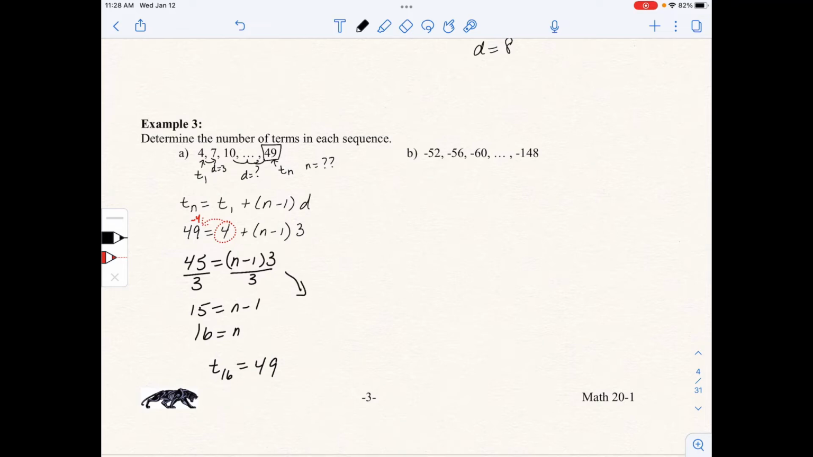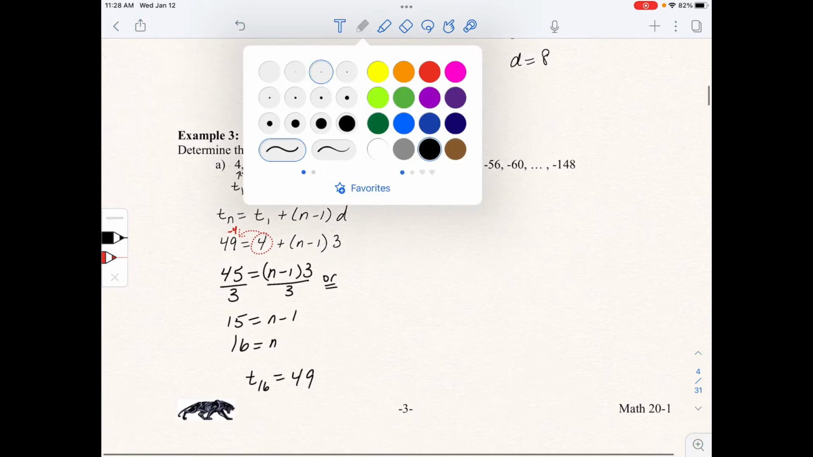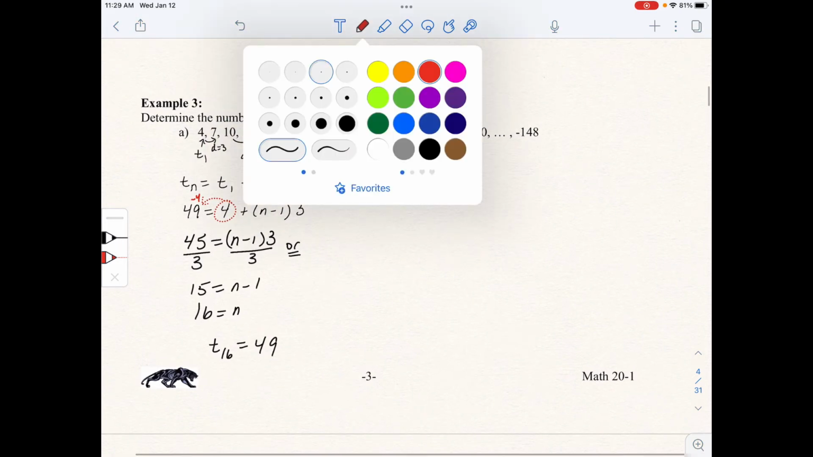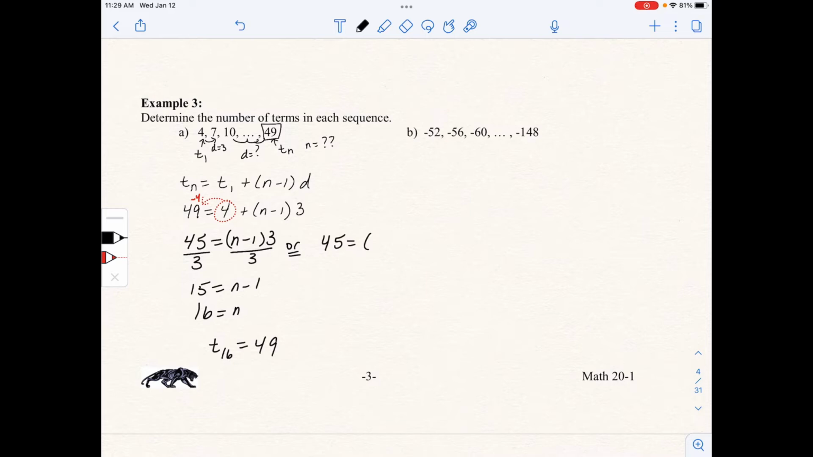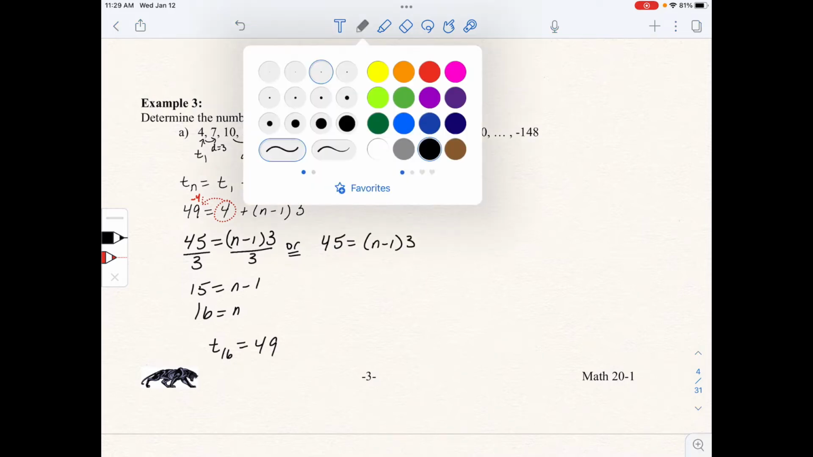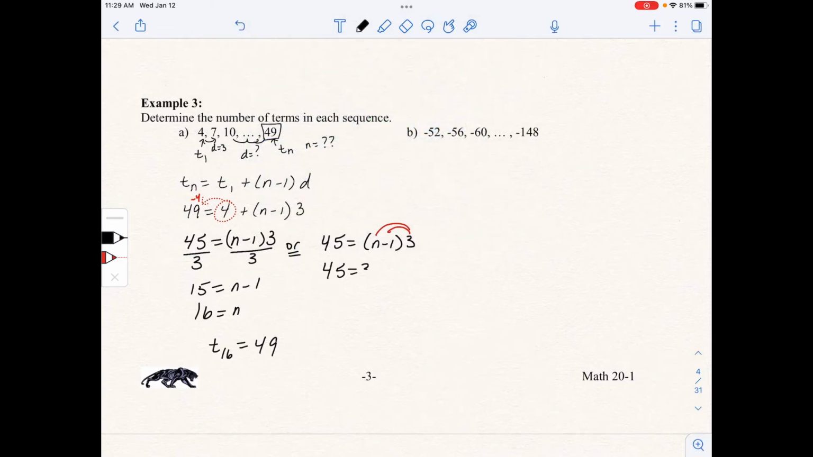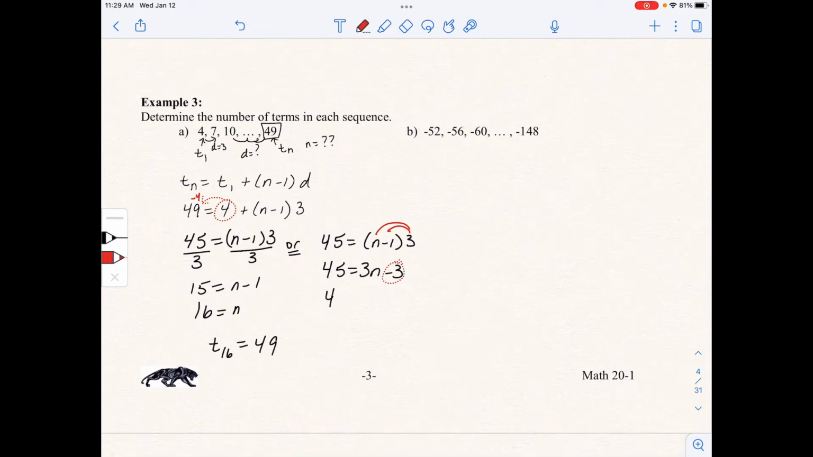Or if I hadn't solved that way, we could also have done this. We could have distributed. I'll just rewrite this here. We could have said 45 is n minus 1 times 3, and we could have distributed this 3 in, and we'll get the same solution, 3n minus 3. If I move over that negative 3, that becomes a plus 3. So we get 48 is equal to 3n, and n is 16. So either way you slice it, we get that same answer.